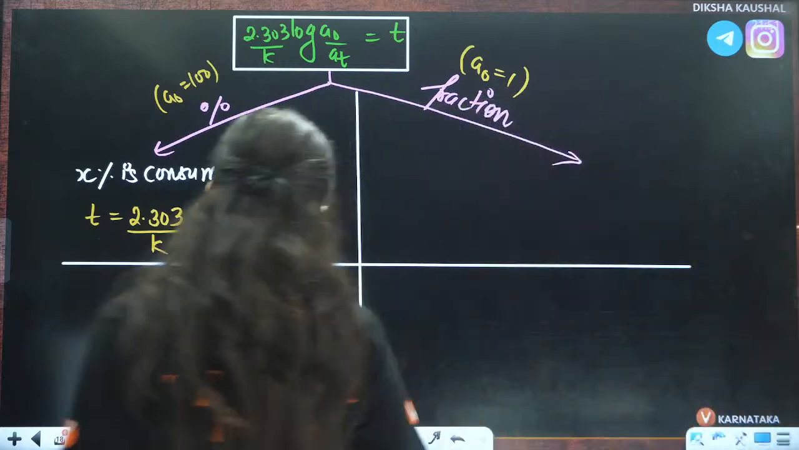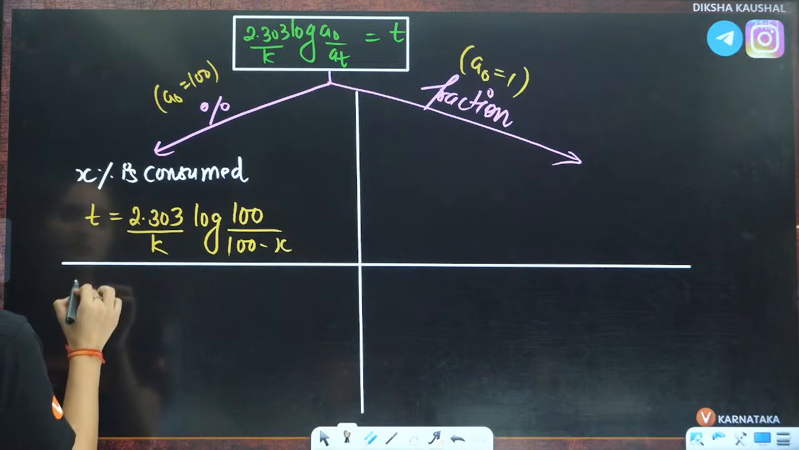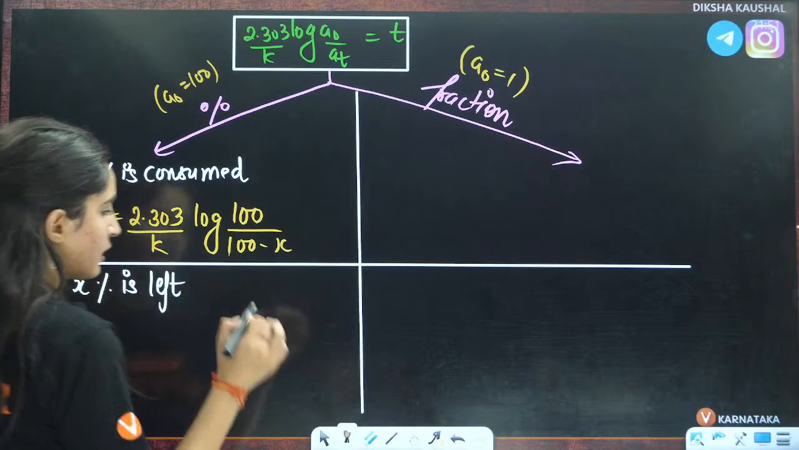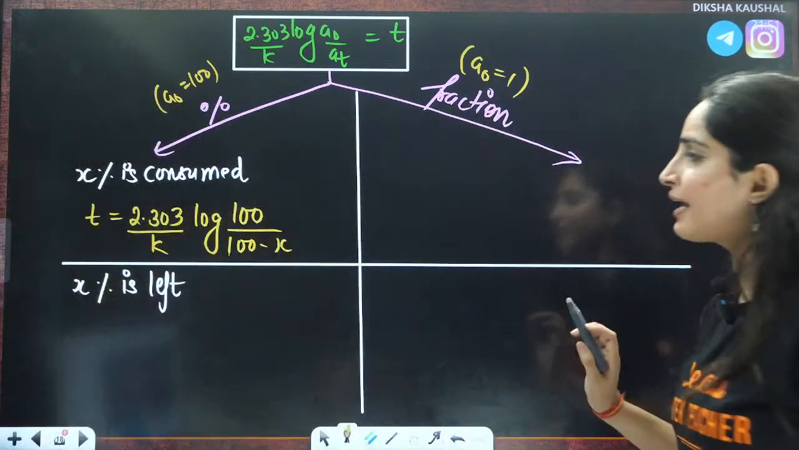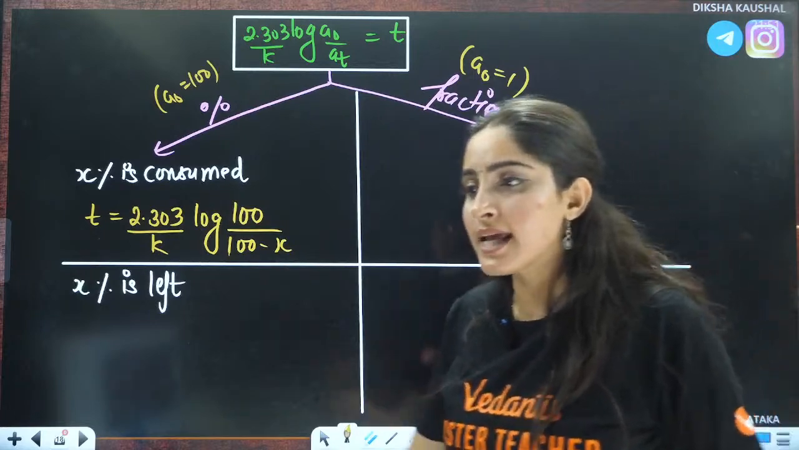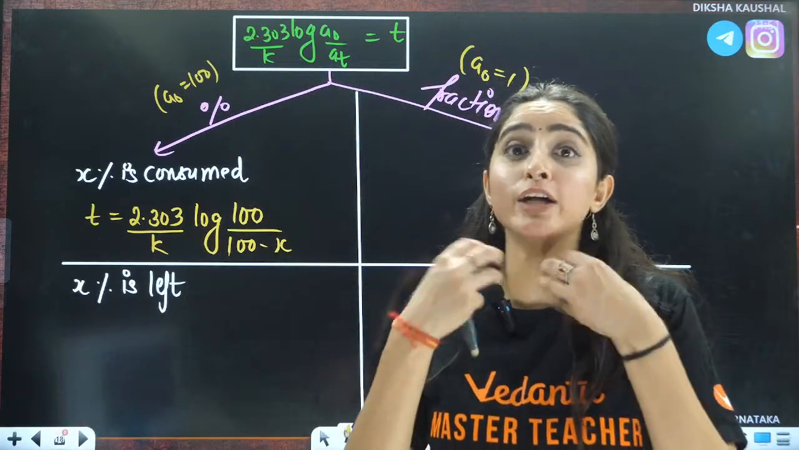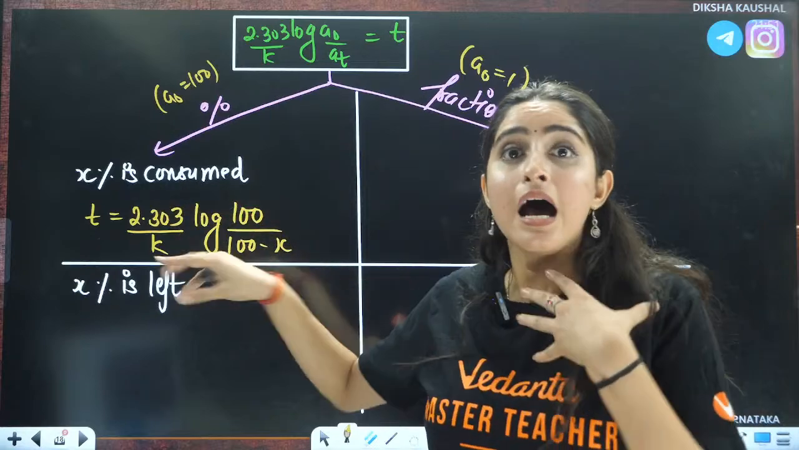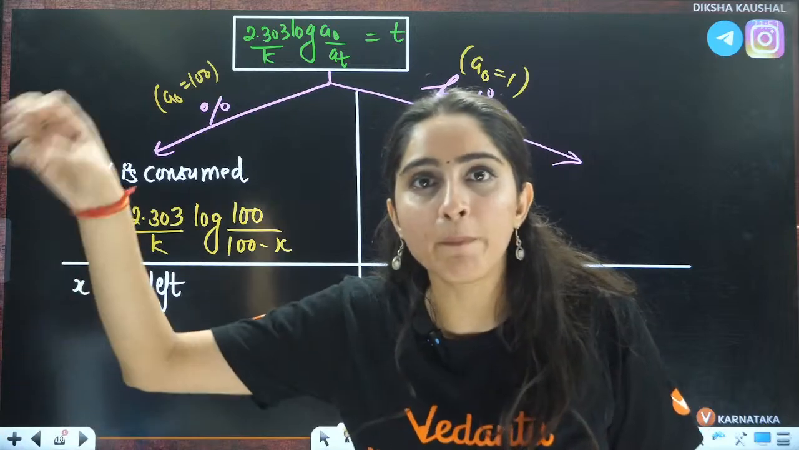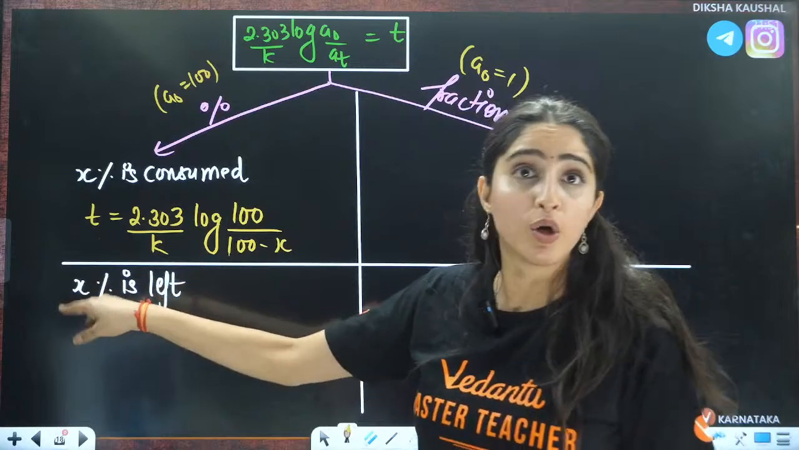If they say X% is left, that means the remaining amount is X%. They are not saying X% is consumed. It is like eating pizza: I say I have eaten 2 slices. No, ma'am, I have not eaten 2 slices; there are 6 slices in the plate that are still left, right? That means the final concentration they are giving you is X%.